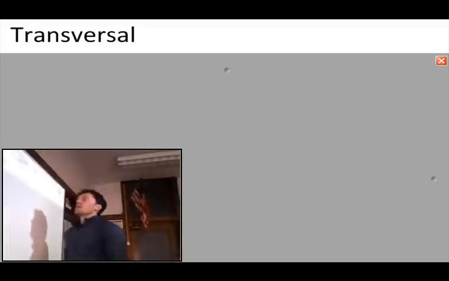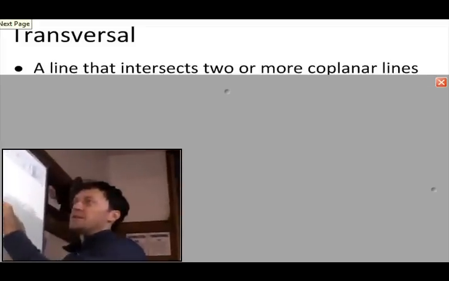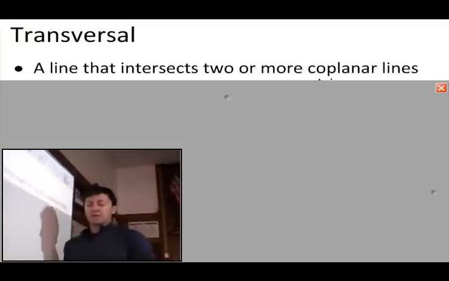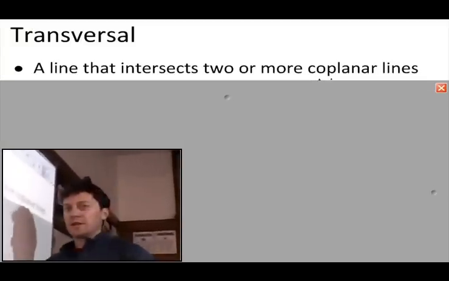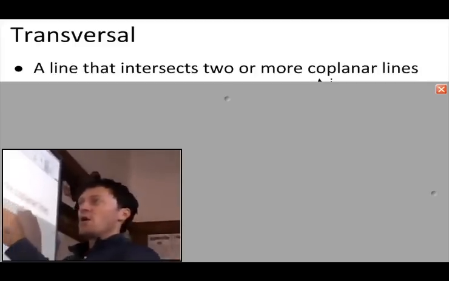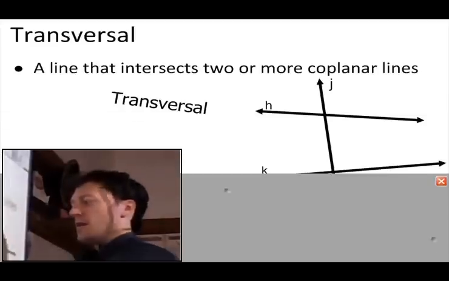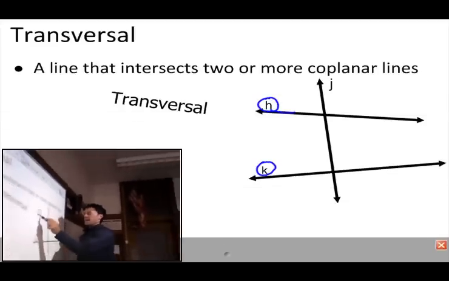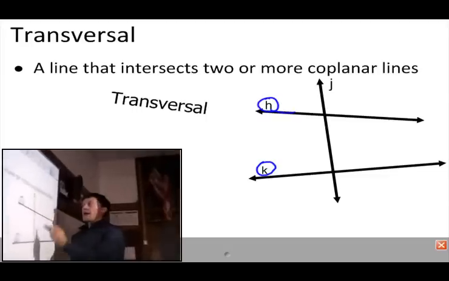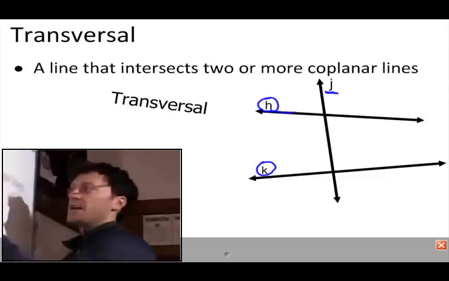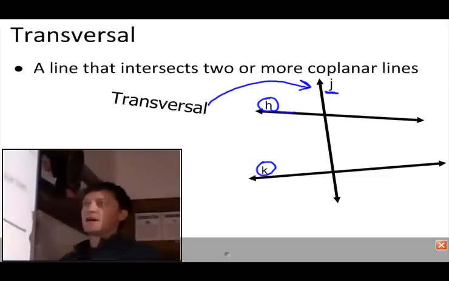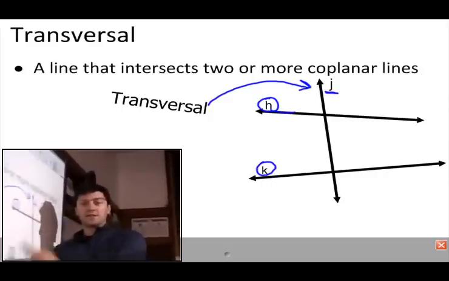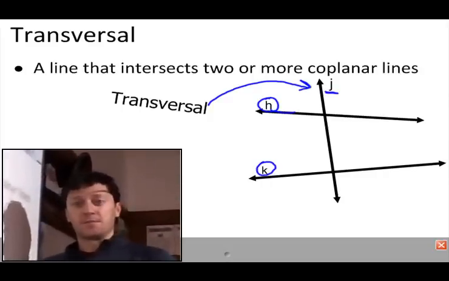Okay, let's keep going on. Now let's go back to lines here. A line that intersects two or more coplanar lines. Okay, so we're on one plane now. Let's not worry about skew lines here. We're on one plane. I've got lines H and K. These lines are going along in the same plane, and along comes J. J is the transversal because J intersects those two lines. So J comes down, intersects H and K. So we call J the transversal.